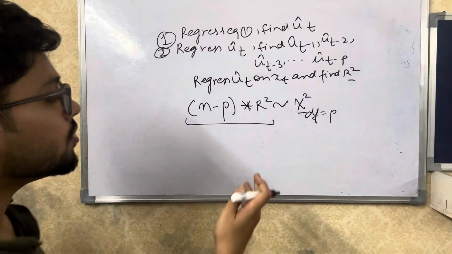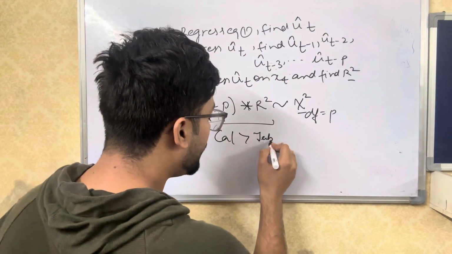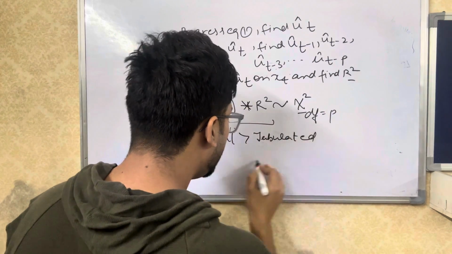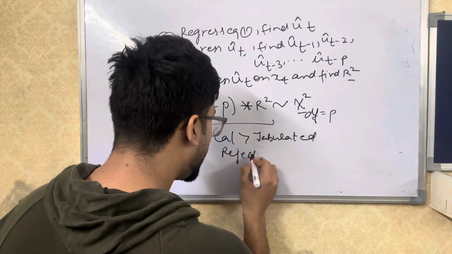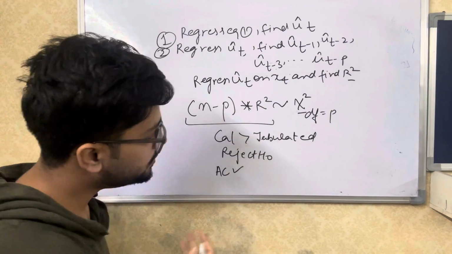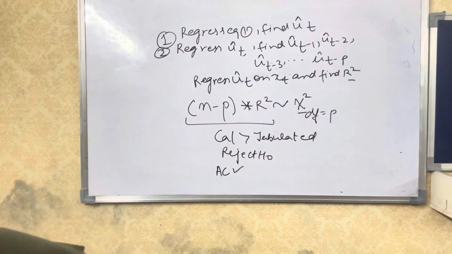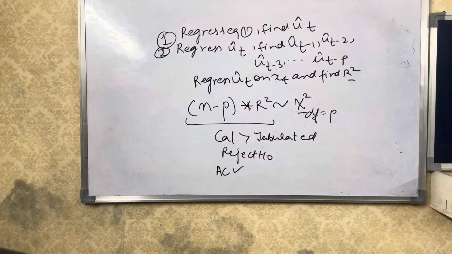So we will get a value of this. If the calculated value is greater than the tabulated value, we will reject H naught. That means autocorrelation is present. This is how the Breusch-Godfrey test looks like. Okay, this is what the Breusch-Godfrey test looks like actually. So you know this.